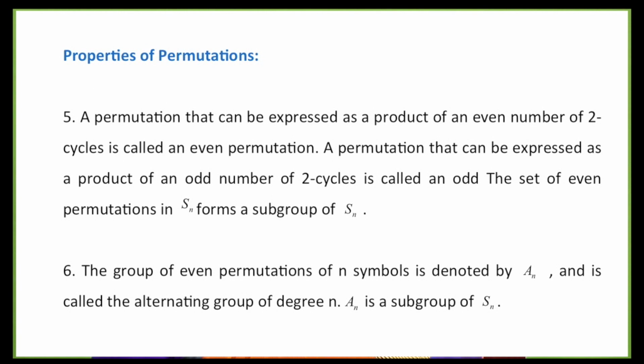A permutation that can be expressed as a product of an even number of 2-cycles is called an even permutation. A permutation that can be expressed as a product of an odd number of 2-cycles is called odd. The set of even permutations in S of n forms a subgroup of S of n. The group of even permutations of n symbols is denoted by A of n and is called the alternating group of degree n. A of n is a subgroup of S of n.